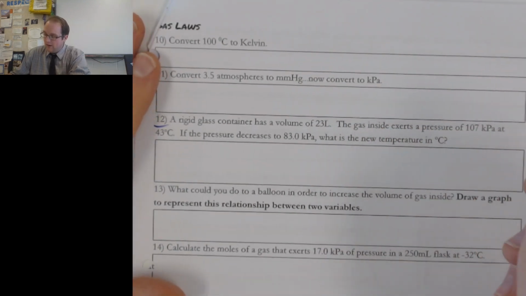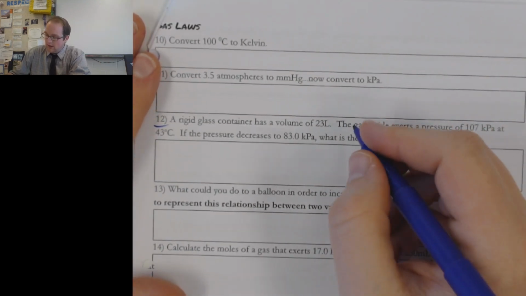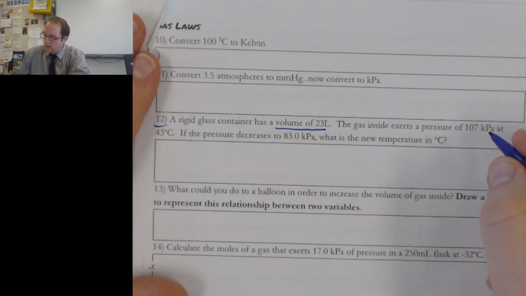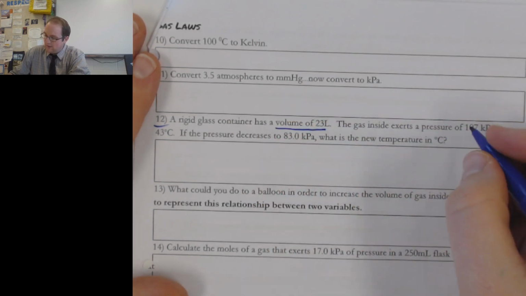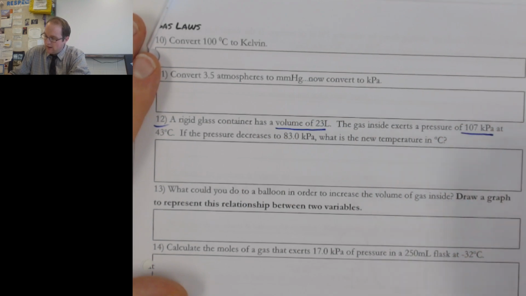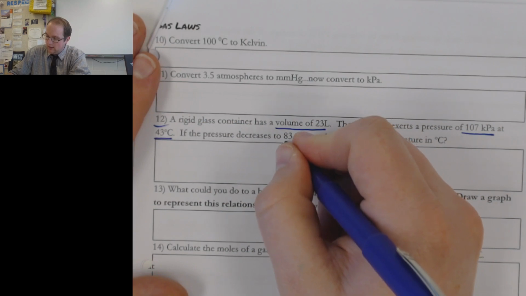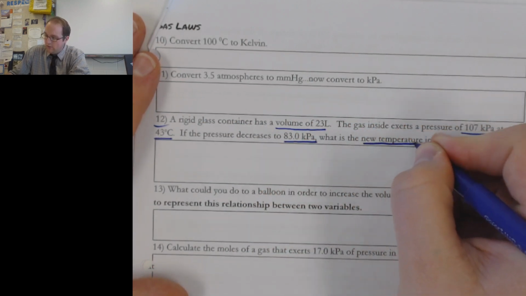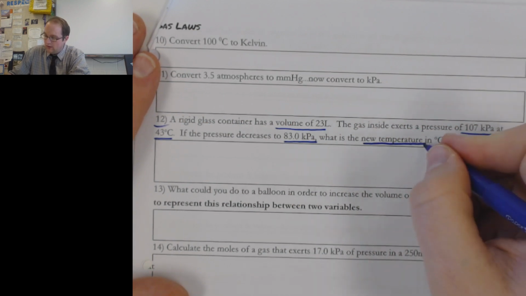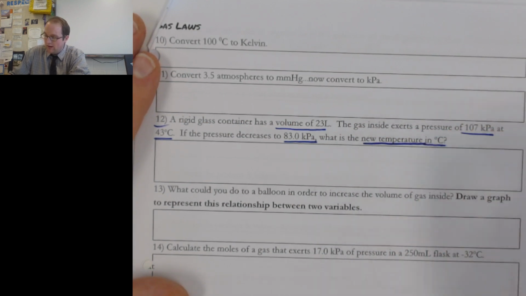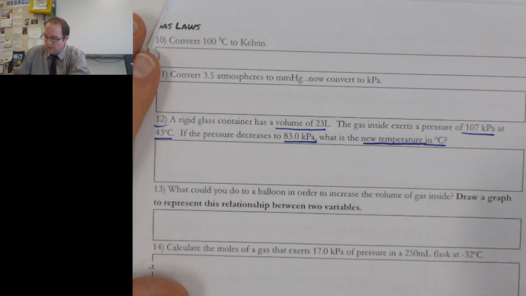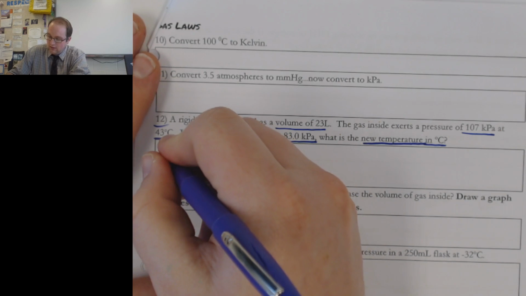In this problem, you might notice that we've got a rigid container with a volume of 23 liters. And the gas inside has a pressure of 107 kPa at 43 degrees Celsius, and we're going to decrease that pressure to 83 kPa, and we're looking for that new temperature in Celsius. The last part's going to be important. We'll get to it. So we notice here that we've got a changing pressure and a changing temperature, so that tells me we're going to be using Gay-Lussac's law.